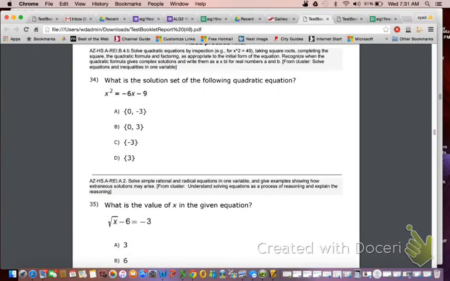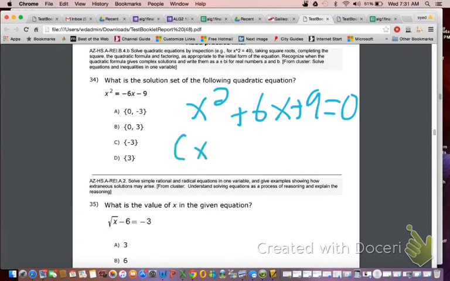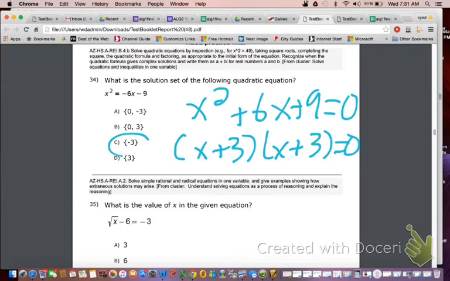This one, once you get everything to one side, it just turns into this. You know, and like I said, quadratics, there's going to be a lot of these. So you get this. Don't forget to take the opposite. So it's negative 3.